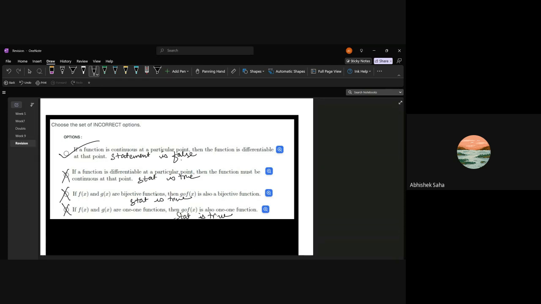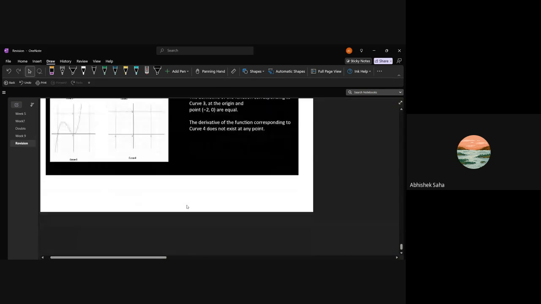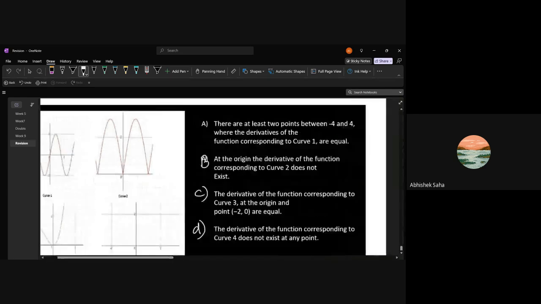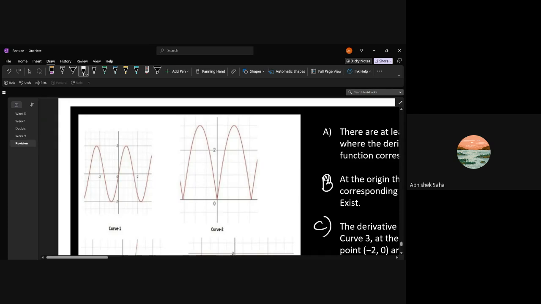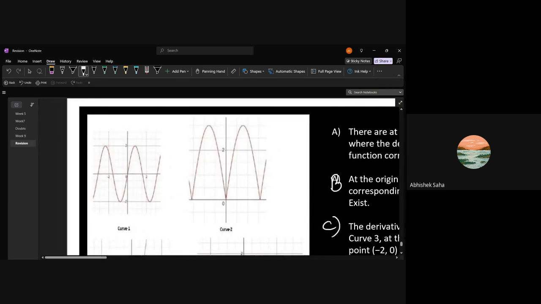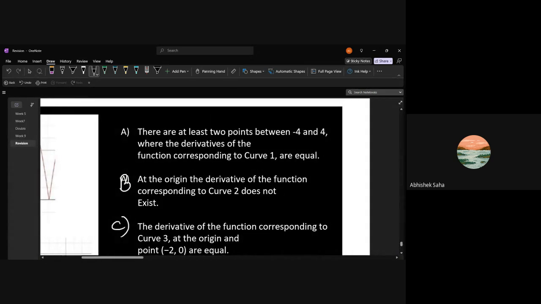So let's move ahead to the next one. This is the last problem we have from the graph. So there are options B, C, and D. Choose: there are at least 2 points between -4 and 4. The graph is not visible. Between -4 and 4 on the curve, the derivatives of the function corresponding to curve one are equal. Correct, right? Because there are many points between -4 and 4. See, here the derivative is 0. Here the derivative is the same. So we can say this and this have derivative 0. So this statement is correct.